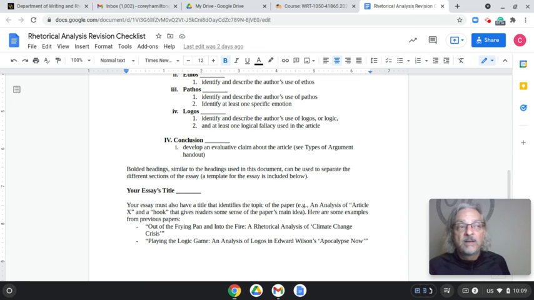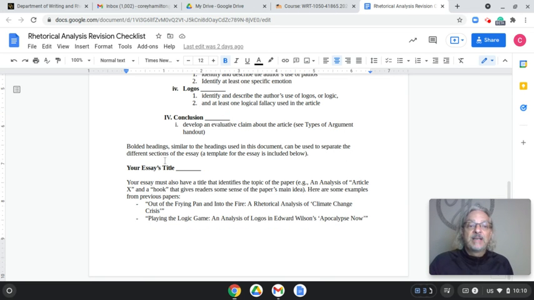So if their argument type was a cause and effect, do we feel evaluatively that they were successful in completing that? Did they have the ethos, the pathos, the logos? Even if they had a logical fallacy, did that necessarily break down their argument? Were they still overall successful? Did they still come across as making a good point based on our criteria of ethos, pathos, and logos?